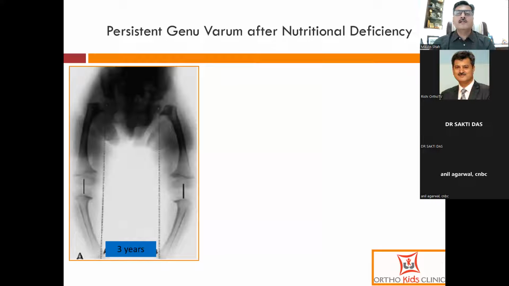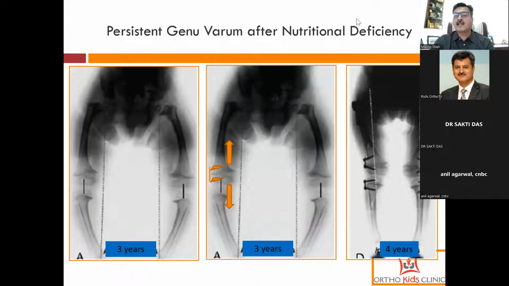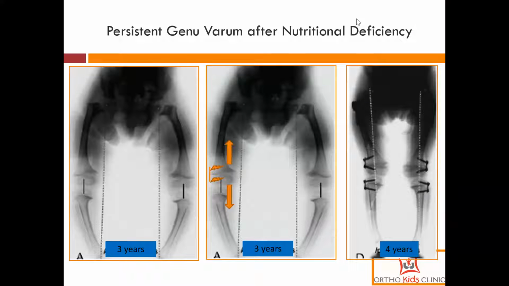So what we do in growth modulation with tension band plates, for instance, this is a persistent genu varum after nutritional deficiency. And in genu varum, the inner side is growing less fast. So what we need to do is put a staple kind of device. We would put a tension band plate on the outer side of the femur. So the inner side would keep on growing, and eventually it will correct the mechanical axis. So this is the basic principle or technique of this.